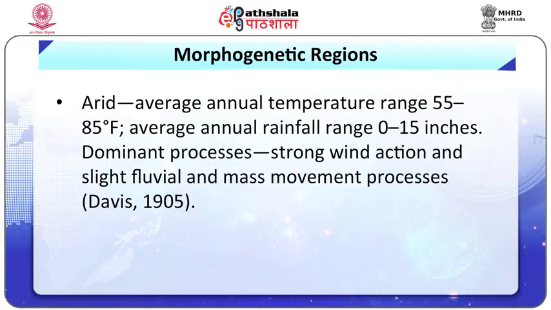Ninth, arid. Average annual temperature range 55 to 85 degrees Fahrenheit. Average annual rainfall ranging between 0 to 15 inches. Dominant processes include strong wind action and slight fluvial and mass movement.